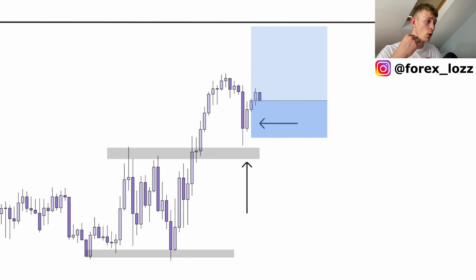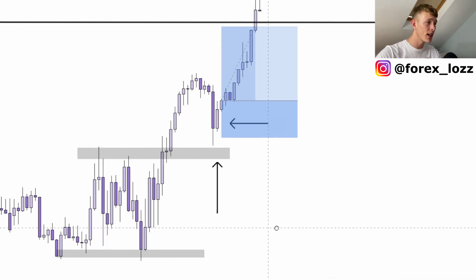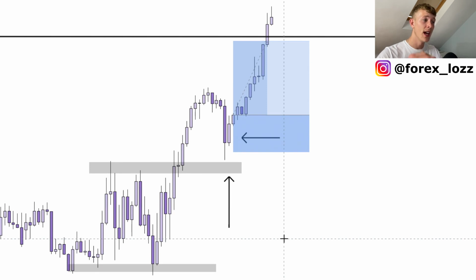We can see that price broke previous highs. We retested the structural highs. We then saw wick rejections, momentum shifting candles, and we then targeted previous highs, and this is exactly where price went to.